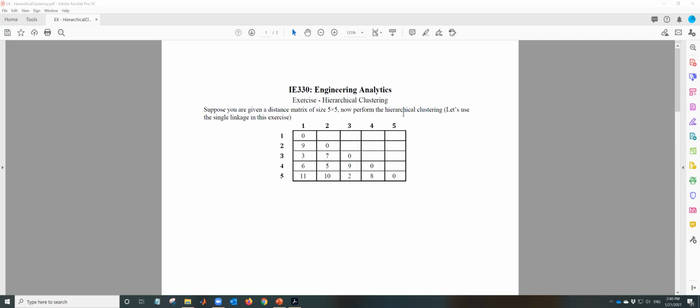Now perform the hierarchical clustering. So let's use the single linkage in this exercise. So what does it mean by single linkage? It's going to be in the next page of this exercise.